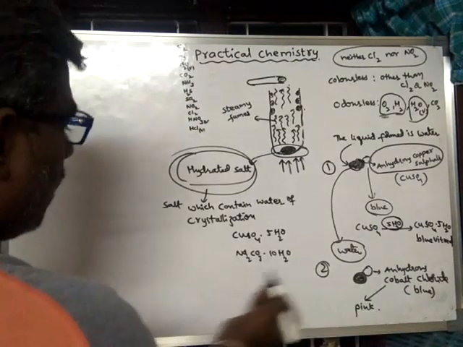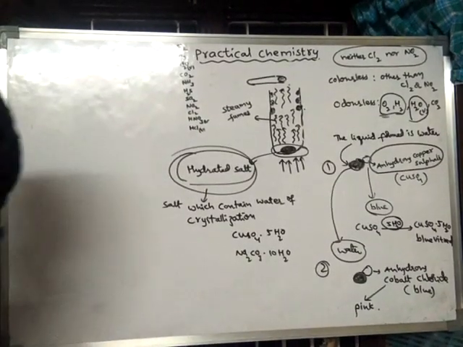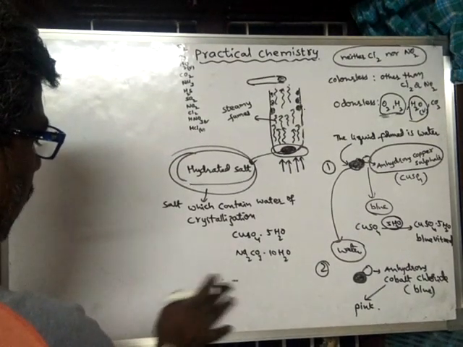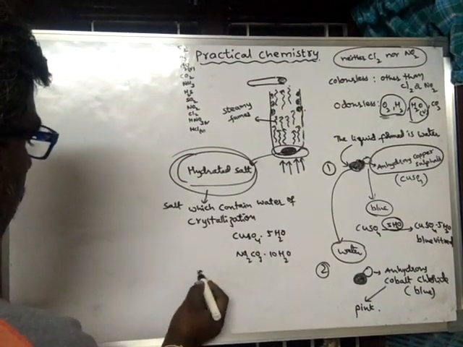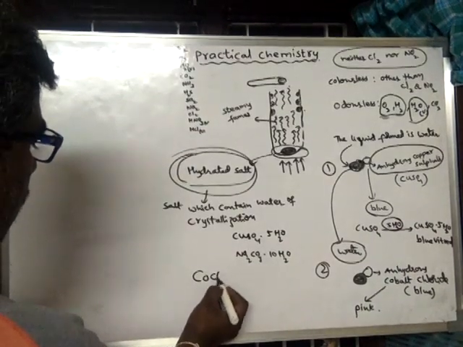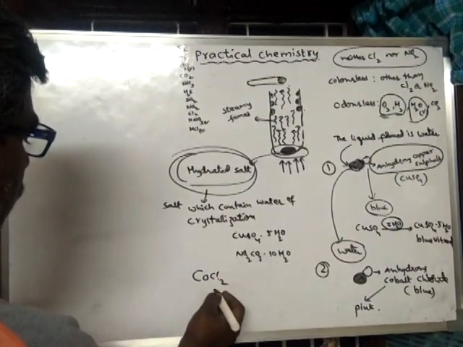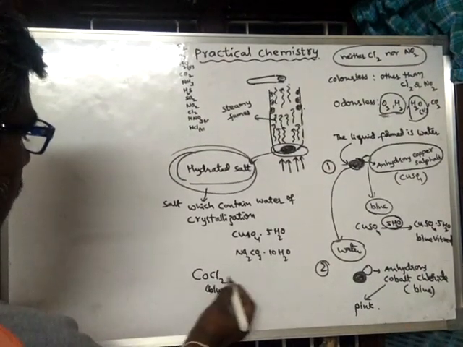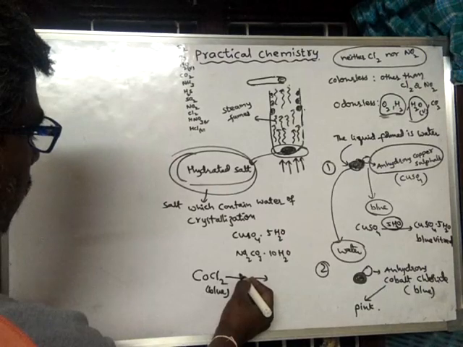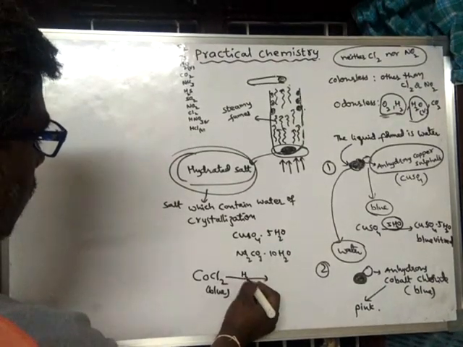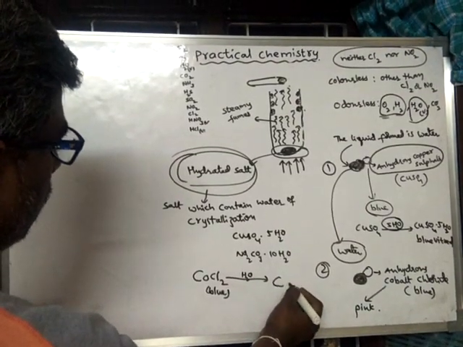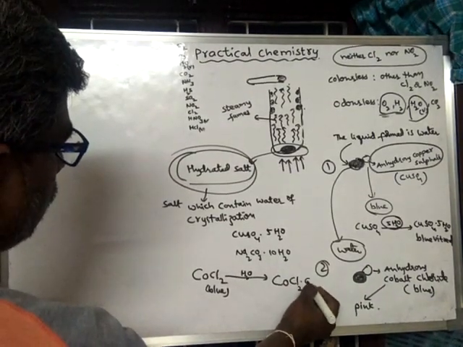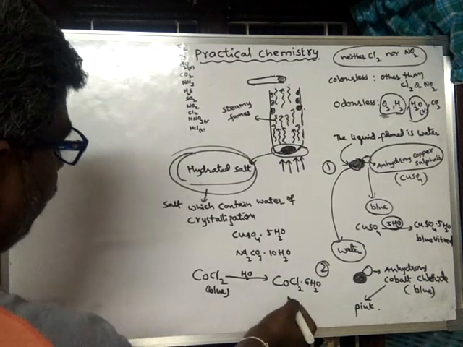Actually, cobalt chloride, CoCl2, is blue in color. When it comes into contact with moisture, it turns into pink color, CoCl2.6H2O. So it is pink in color.